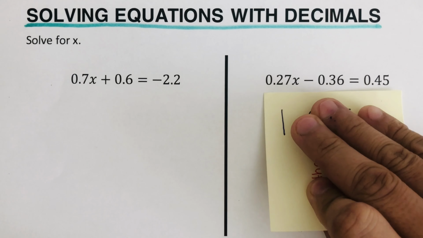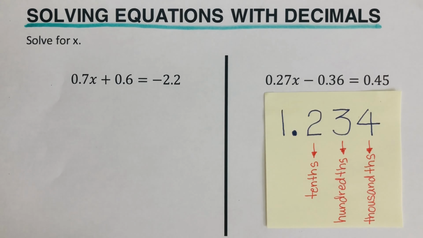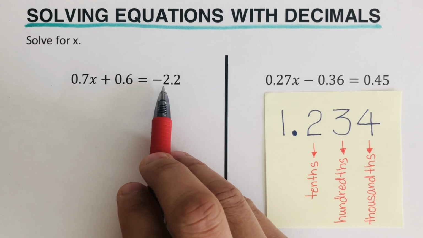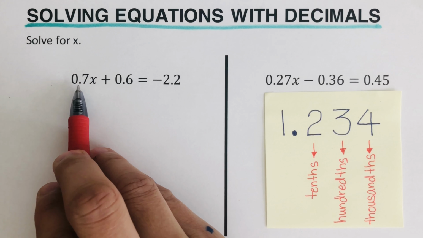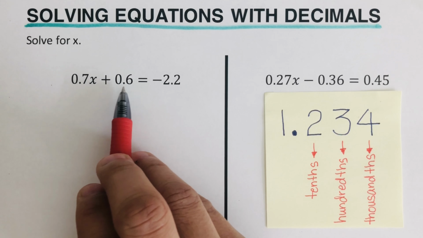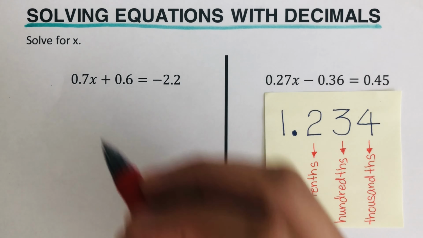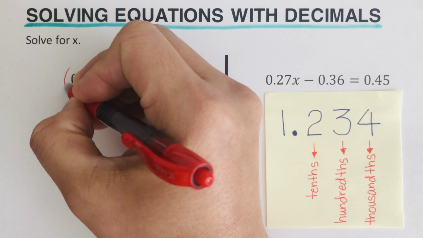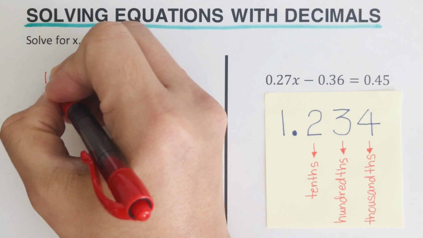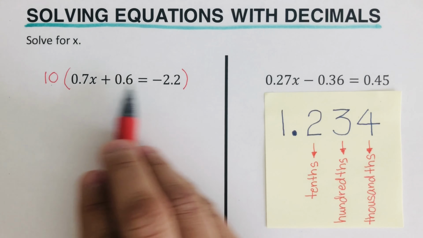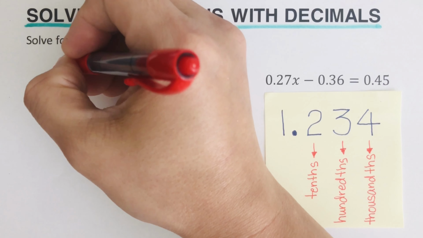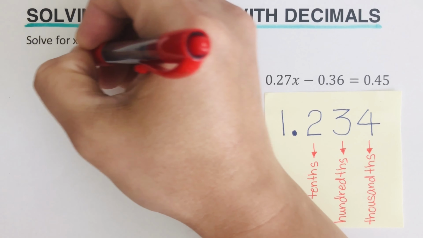So I'm going to put this up here so we can go back to it. So we have 0.7x plus 0.6 equals negative 2.2. We're going to change these decimals into whole numbers. So as you can see here, they are all in the tenths place. So the one that we're going to do so that we can change this into whole numbers is we're going to multiply this by 10. So each one of the terms that we have here will be multiplied by 10. So we're going to distribute the 10 to each of these.